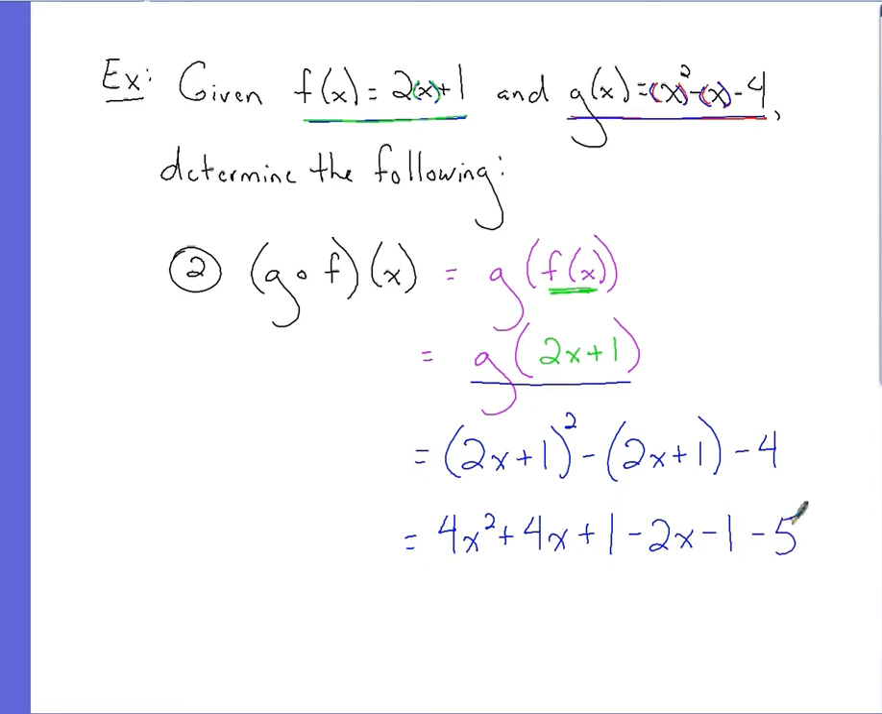Minus 4, I kind of jumped ahead there. I misspelled 4, didn't I? Yeah, I misspelled 4. If you combine like terms now, you've got 4x squared. You've got the 4x and the minus 2x, so plus 2x. I've got a couple ones that cancel, and you're left with minus 4. So there's your expression that represents g of f of x.